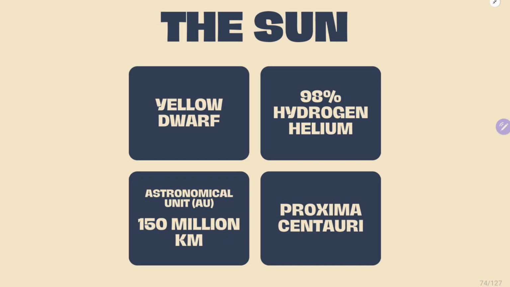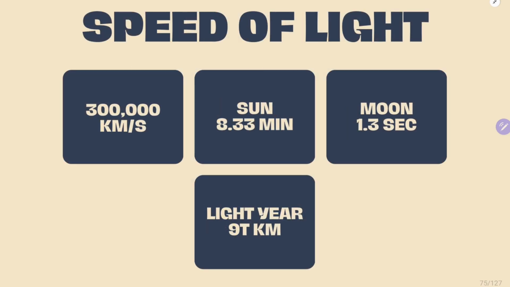So to recap, the Sun is a yellow dwarf star. 98% of the Sun is made of hydrogen and helium. The Sun is 150 million kilometers from the Earth. This is known as an astronomical unit. And the closest star to the Sun is Proxima Centauri. We also saw the speed of light. Light travels at a speed of 300,000 kilometers per second. The Sun's light takes 8.33 minutes to reach the Earth, while the Moon's light takes around 1.3 seconds to reach the Earth. 1 light year is around 9 trillion kilometers.